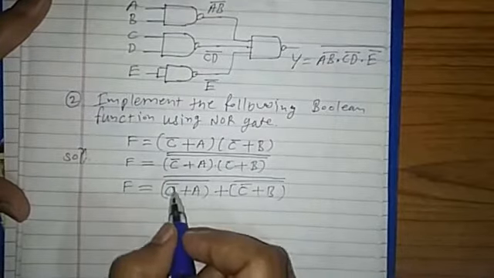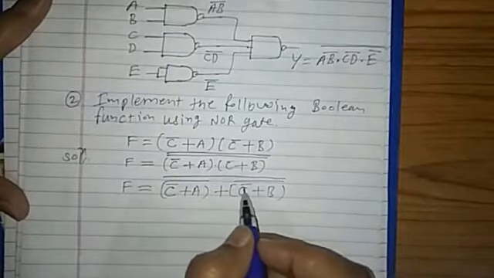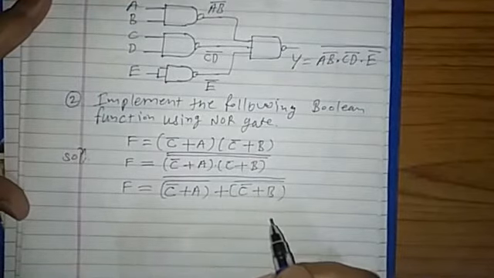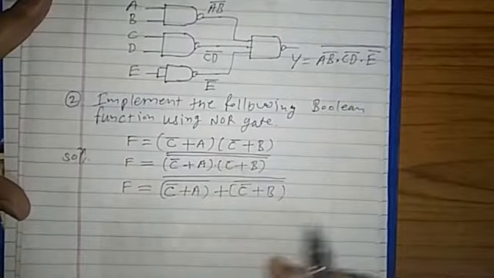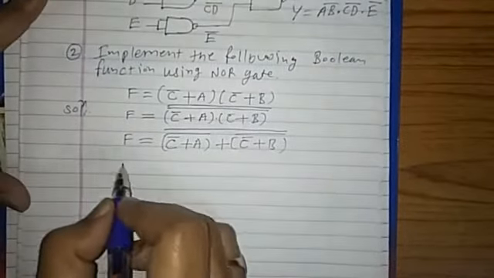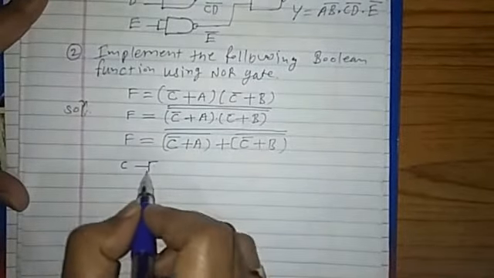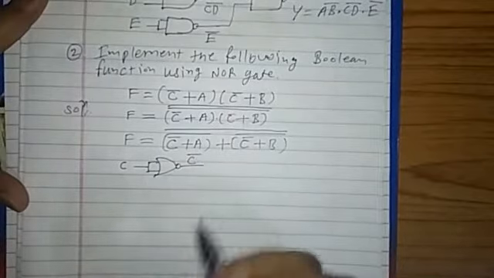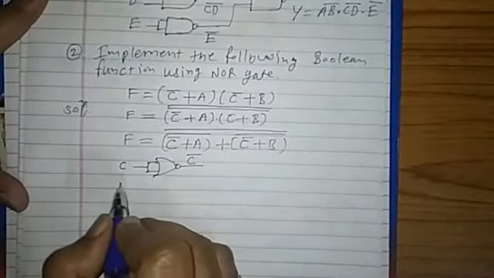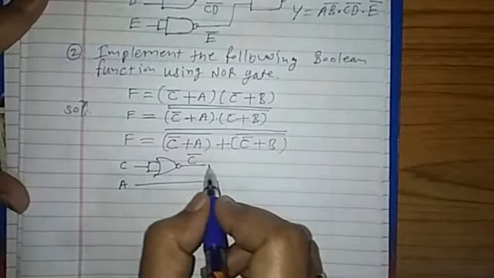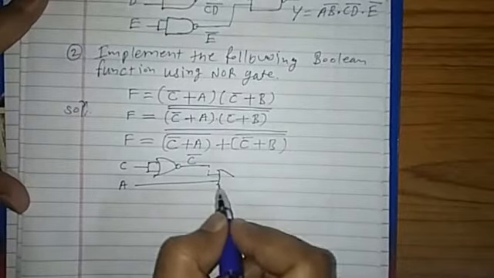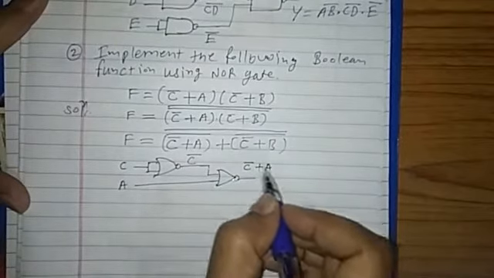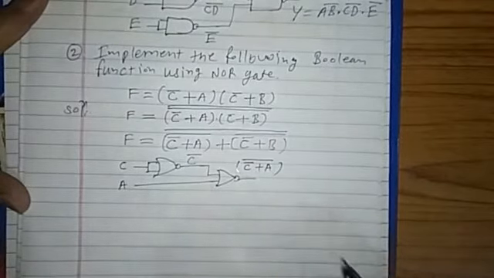Now this inverter I can implement C bar. This C bar also I can implement with an OR. This is an OR gate. This is an OR gate. This is one more NOR gate. This is how I can do. Okay. Therefore C bar. Okay. And then A will be taken here. And this is a NOR gate. Here C bar plus A whole bar. This is the one thing.